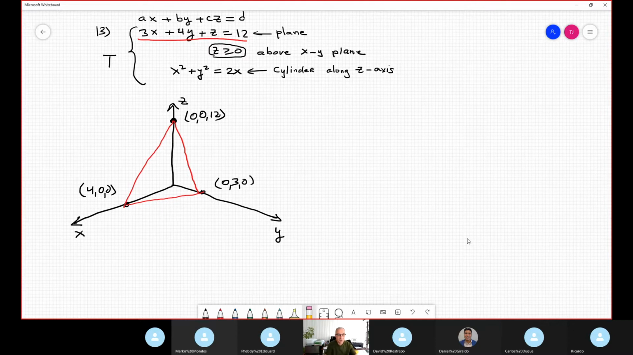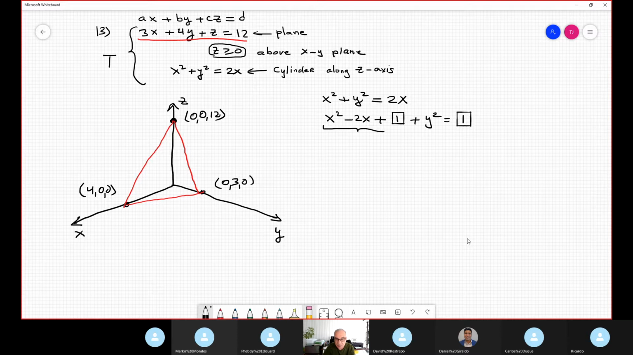One is above the XY plane, and the cylinder. Let me manipulate it a little bit. The cylinder is x squared plus y squared equal to x. Therefore, I manipulate it this way: x squared minus x plus something plus y squared equals something. So you complete the square, and the complete square is 1/4. The factorization of this trinomial gives x minus 1/2 squared plus y squared equal 1/4. And this in 2D represents a circle.